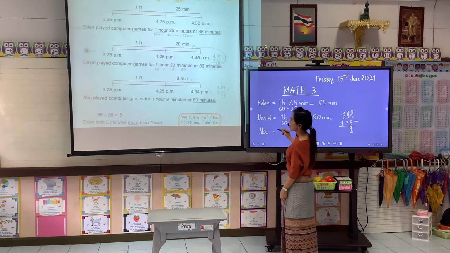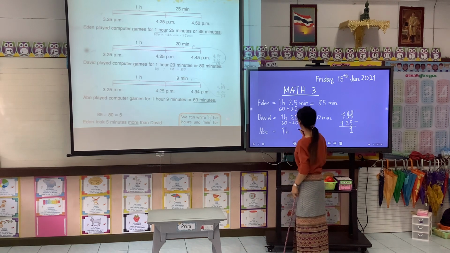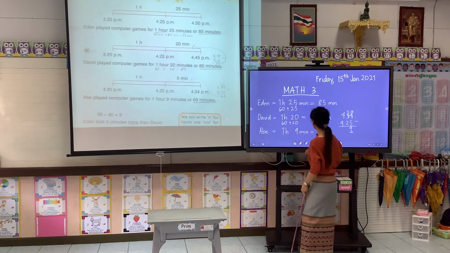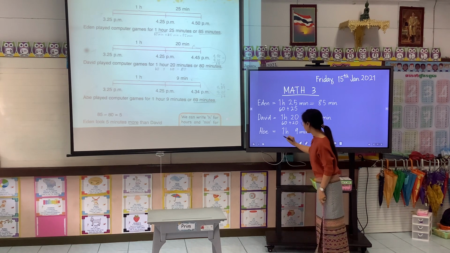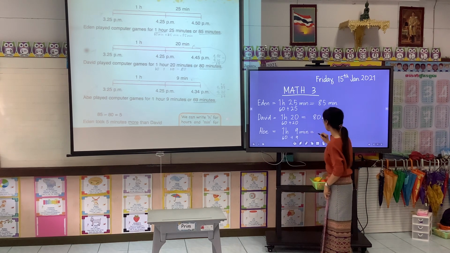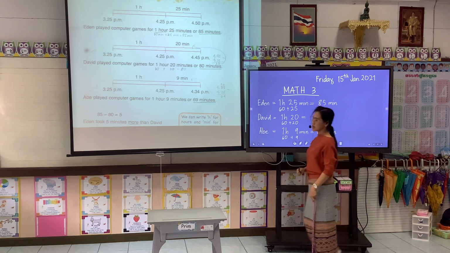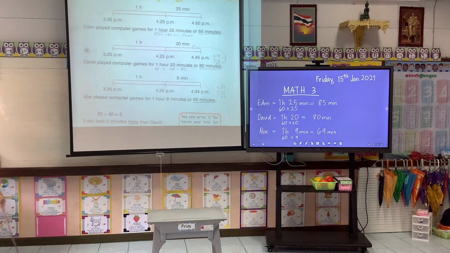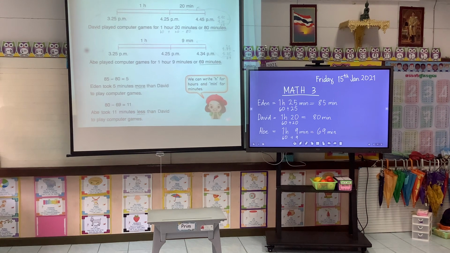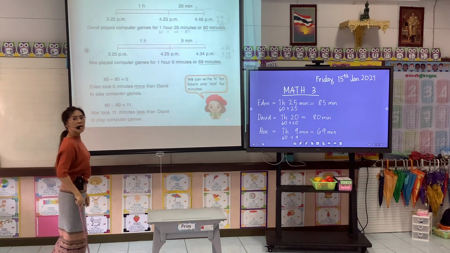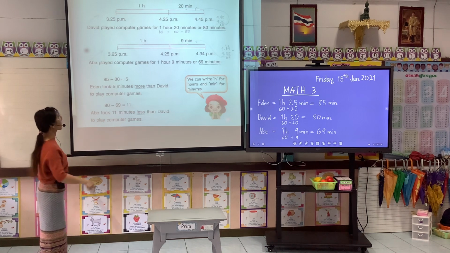So let's say Abe took 1 hour, 9 minutes. Let's convert that into minutes. 1 hour is 60 minutes plus 9 minutes. That is equal to 69 minutes. Now, we are ready to compare who took the longer time. And then we're going to arrange that time in ascending order, from the shortest time to the longest time.